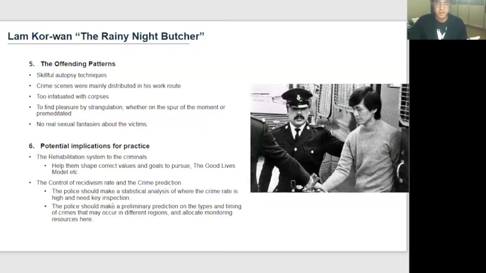And the police should make a preliminary prediction on the types and timing of crime that may occur in different regions to lower the high crime rate, and prevent some serious crimes happening to some extent. And allocate monitoring resources here so you can put all the resources together and reuse these resources more effectively in preventing crime and arresting criminals.